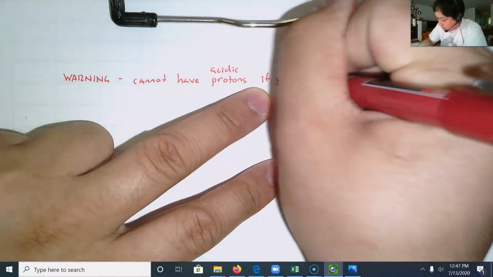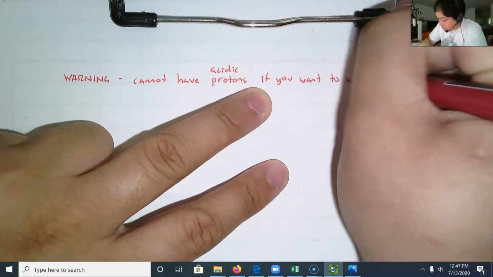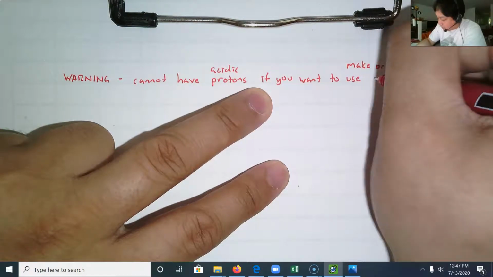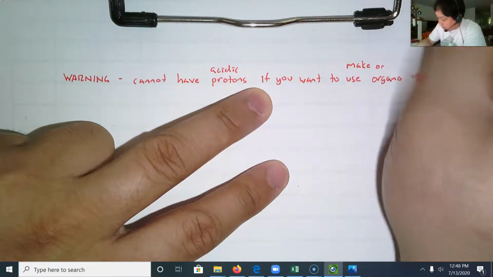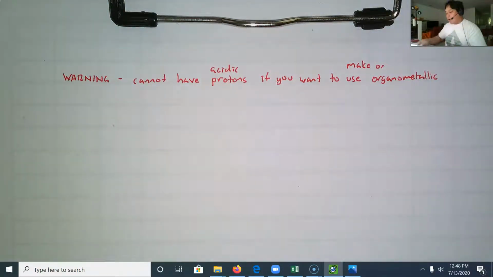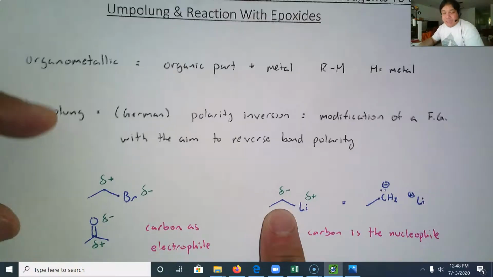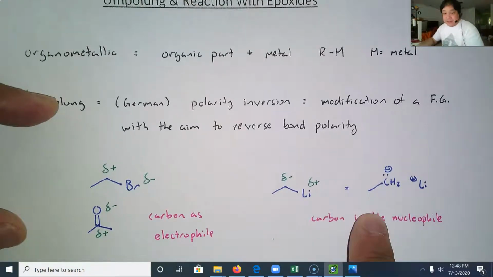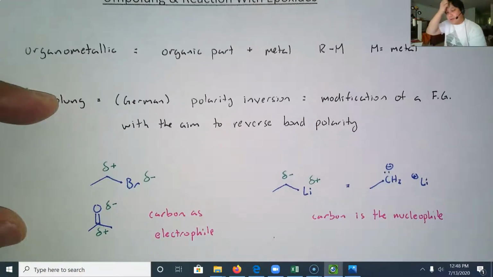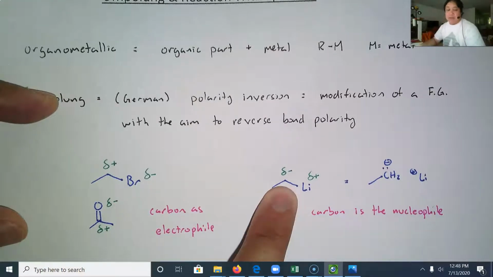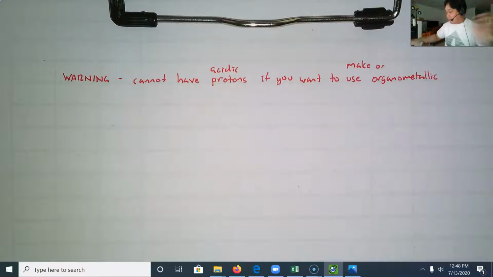if you want to make or use an organometallic. Because that carbon is very partial negative, it could not only act like a nucleophile, it could act like a base. It could grab a proton. So if your solvent or any residual moisture is around, or if your solvent has an acidic proton, that will grab the hydrogen. And let me give you two examples.